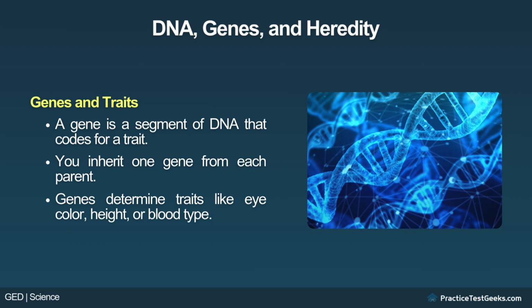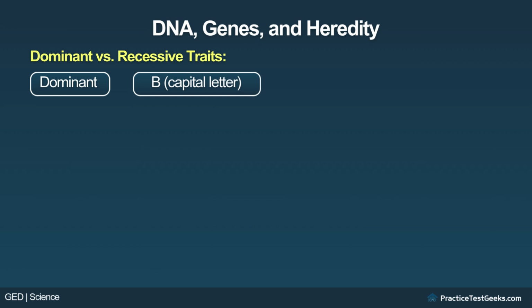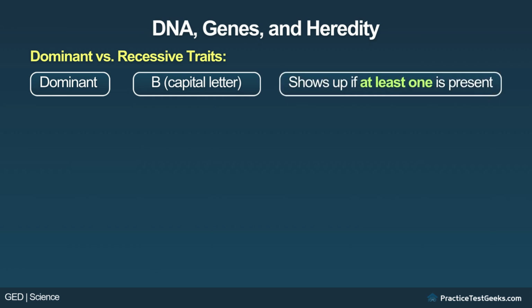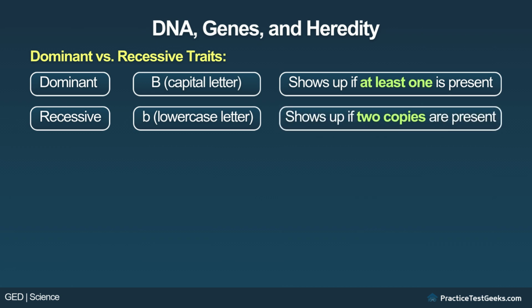When it comes to how traits are expressed, genes come in different forms called alleles. Some alleles are dominant, while others are recessive. Let's break it down. A dominant allele is represented by a capital letter, such as B. It only takes one copy of a dominant allele for that trait to show up. A recessive allele is shown with a lowercase letter, like b. For a recessive trait to appear, you must have two copies, one from each parent, so bb.